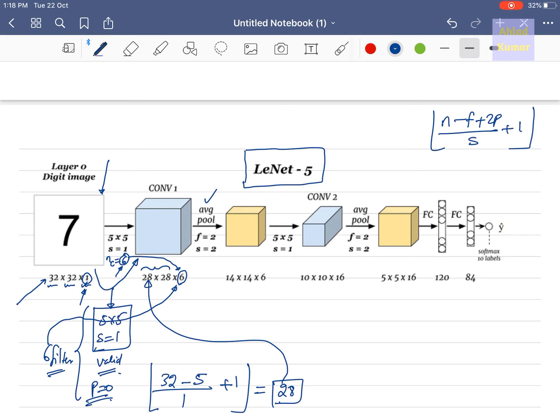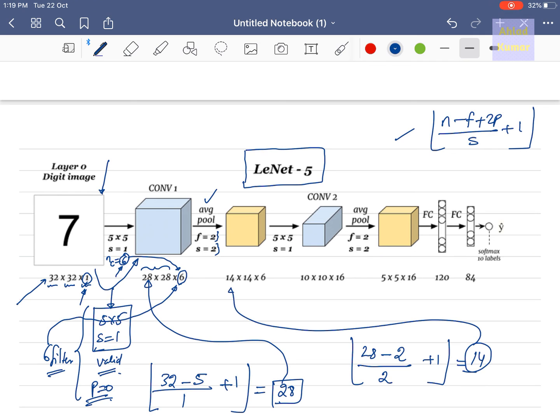Now we are doing average pooling. In the case of average pooling, the size of the filter that we are using is 2, and the stride that we are taking is 2. In this situation, if we apply this formula again, it will be 28 minus f, where f is the filter size, which is 2, divided by 2, plus 1. So what is the value? The value is 14. This is over here. Please note that in this situation the channels will remain the same, because pooling will not affect the channels, as we have discussed in our earlier slide.